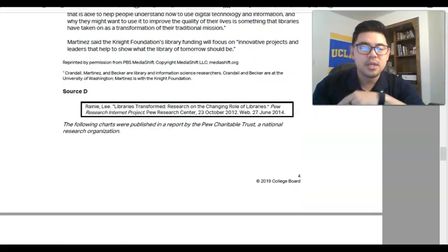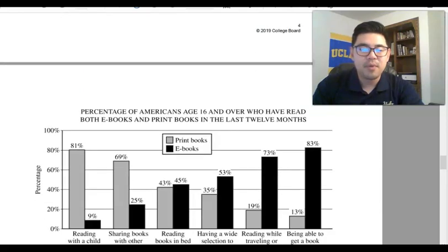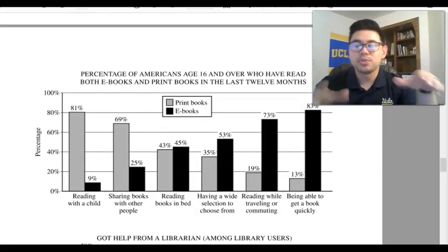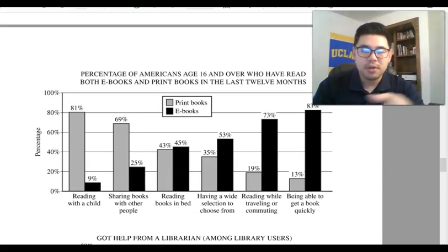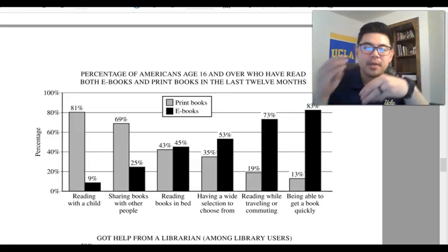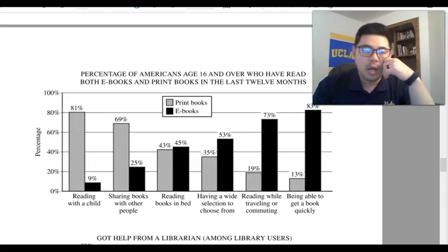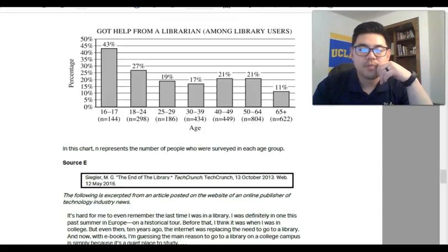Source D is charts, it looks like. Libraries Transformed, research on the changing role of libraries. And so you can use this quantifiable data. Remember, one of your sources will be quantifiable to support your claims. And you can see all the different categories, and now that we have ebooks, how the landscape is changing. It's a percentage of Americans age 16 and over who have read both ebooks and print in the last 12 months. So you can use that in this graph as well.